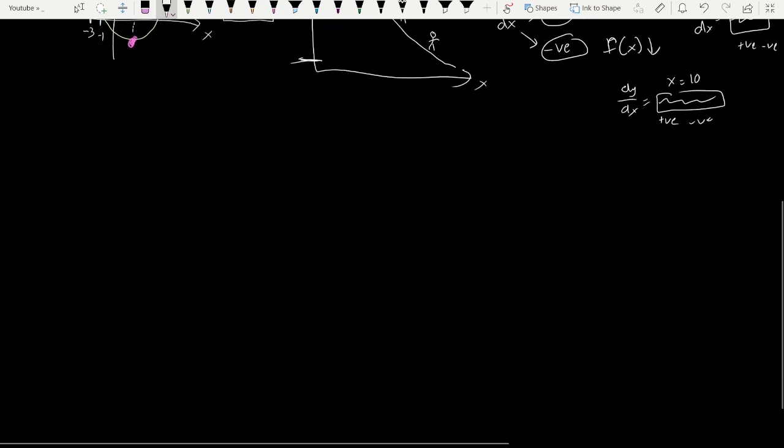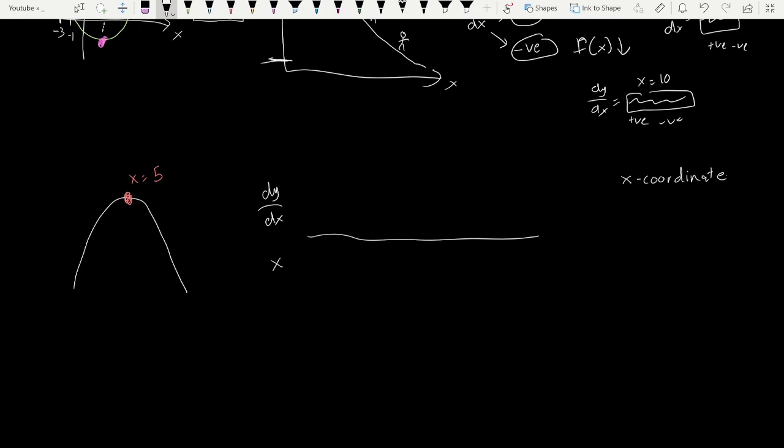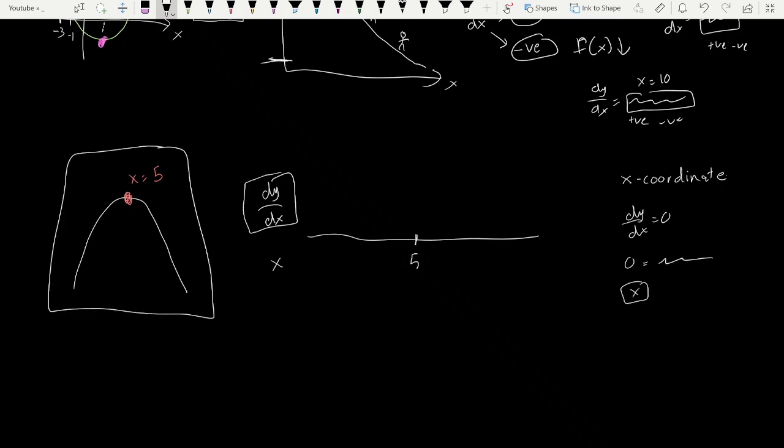Now, of course, if you do this process with, let's say, a parabola curve like this, and let's say that the x-coordinate of this point is 5. Then when you construct your number line, you're going to have your dy by dx up here, and your x down here. What you're going to do is first find the x-coordinate of the stationary point. How are you going to do that? Well, you have this dy by dx equation. You will just put dy by dx equal to 0, and then you will solve the equation, and you will get some value for x. So in this case, that value of x is 5, and that's where your stationary point is.